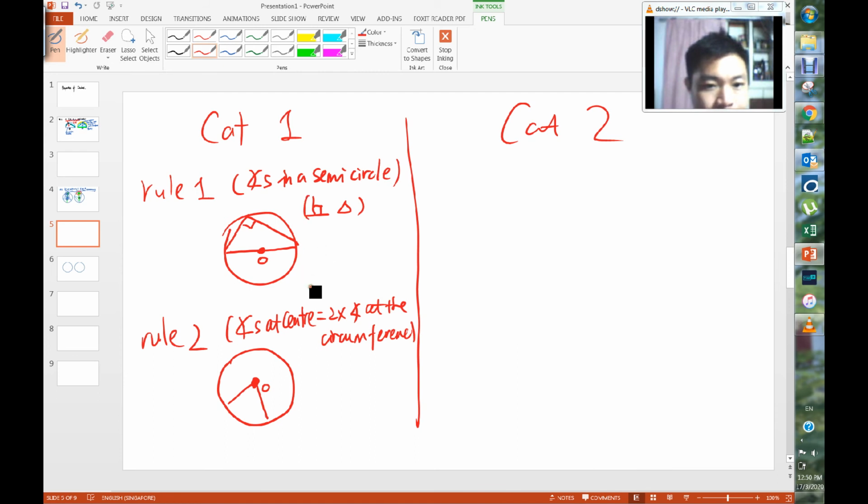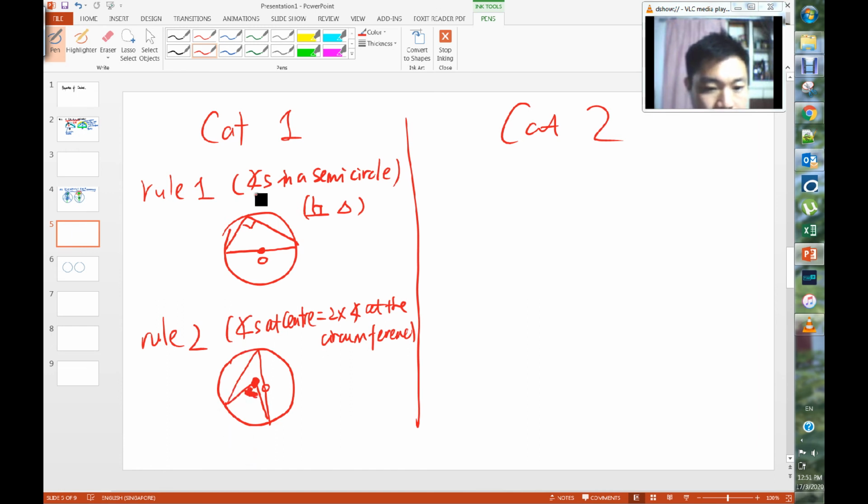Okay, that's rule number 1. And then for rule number 2, you must be able to identify the angle at center first. So this is clearly the angle at center, right? So this is the angle at center.